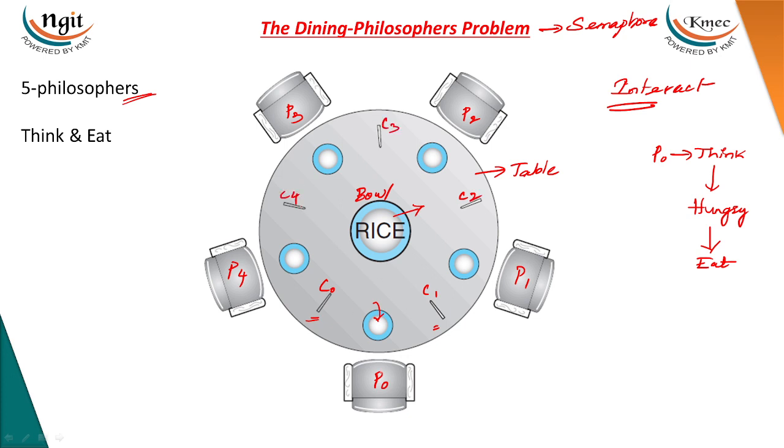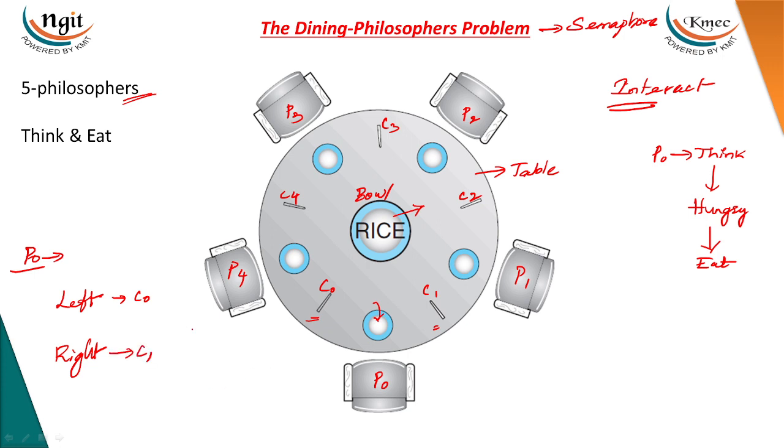There is a condition that whenever a philosopher gets hungry, first they will pick up their left chopstick followed by the right chopstick, because they cannot pick both chopsticks at the same time. Let's take P0. The left chopstick will be C0, and the right chopstick will be C1.